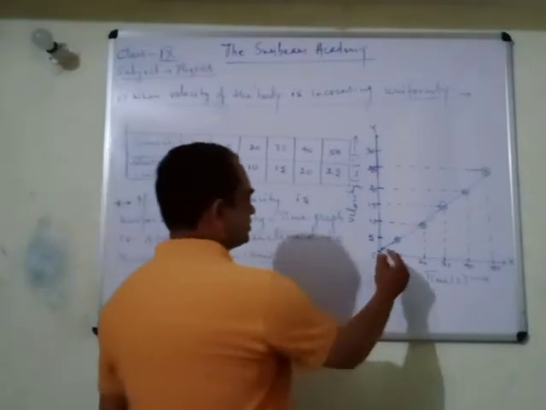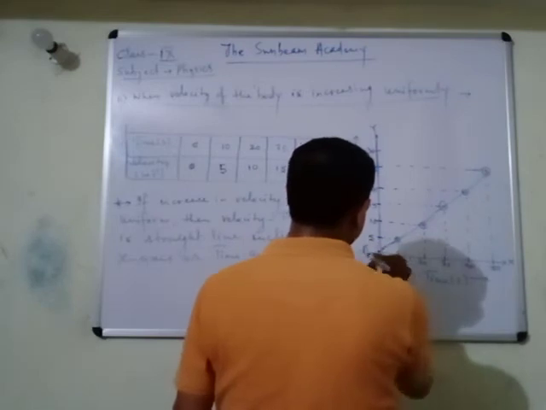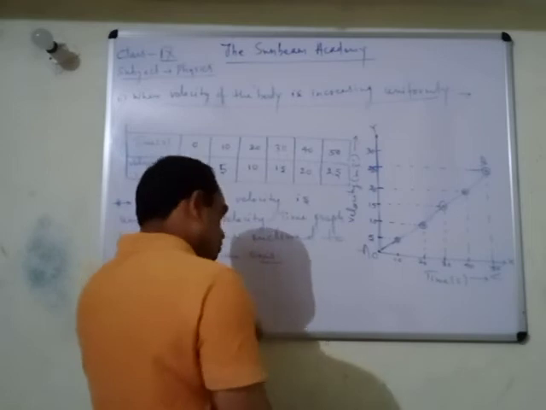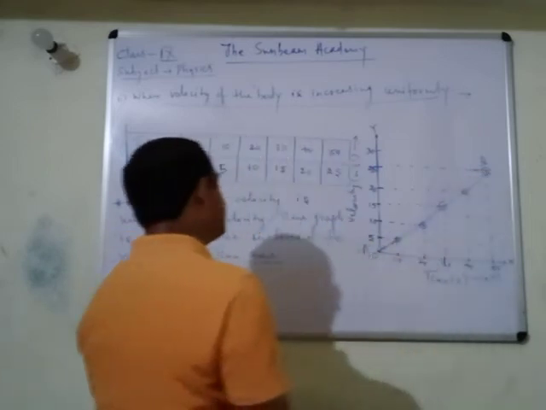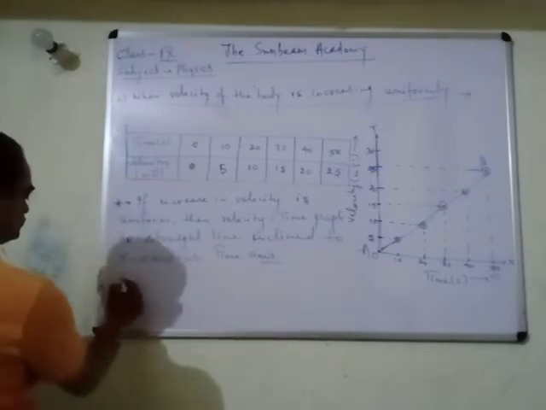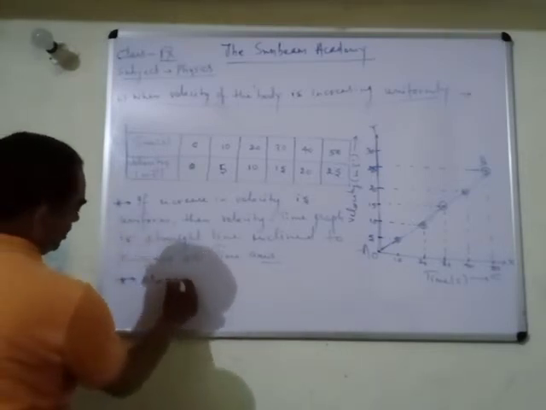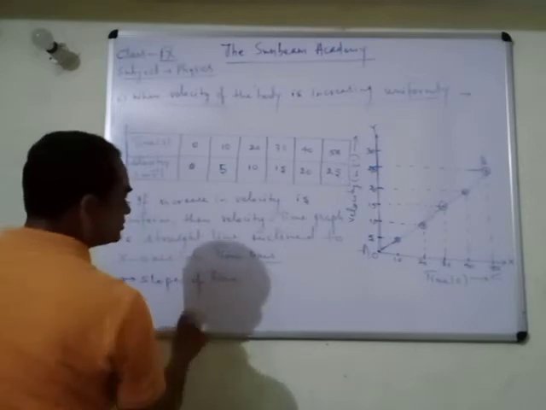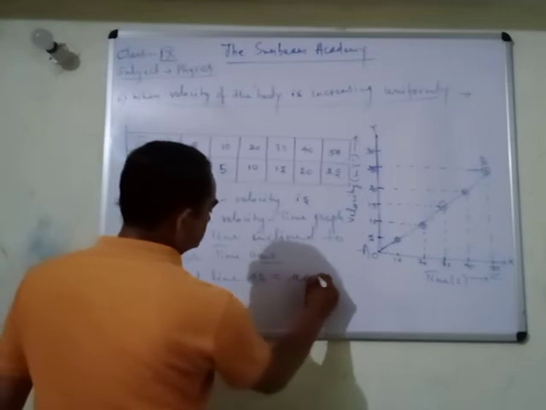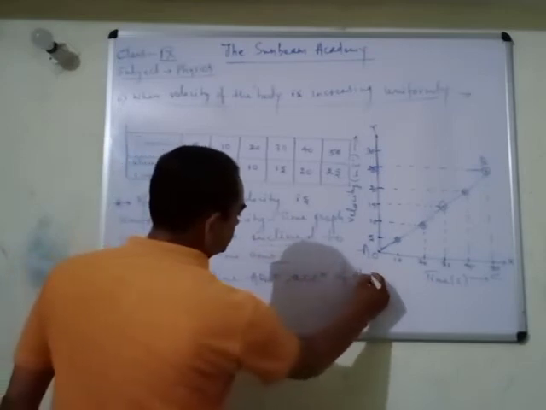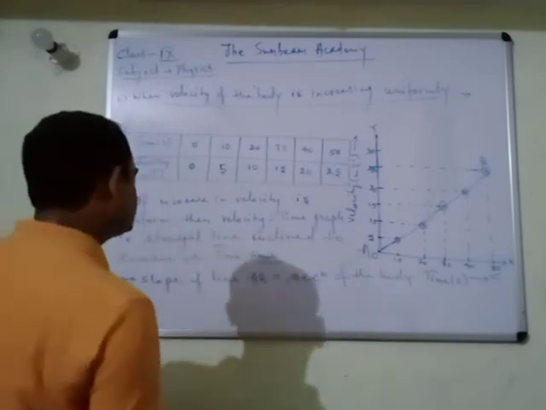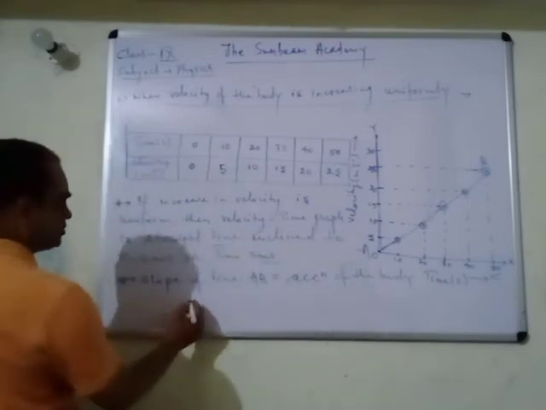In this case, the slope of this line, suppose this point is A, this point is B, and this point is C. Slope of this line will give the acceleration of the body. Slope of line AB is equal to acceleration of the body. Now how we calculate the acceleration?